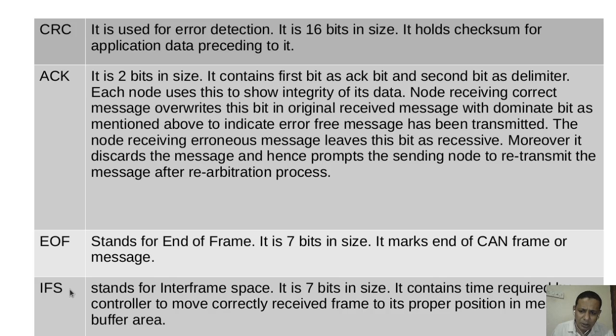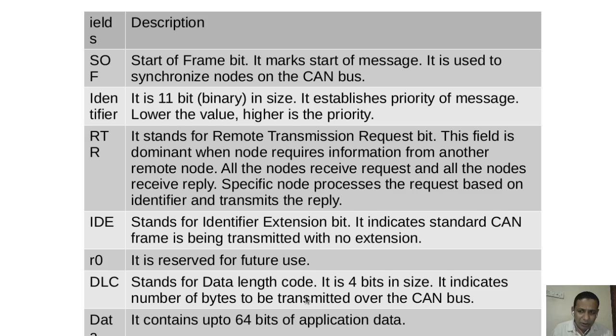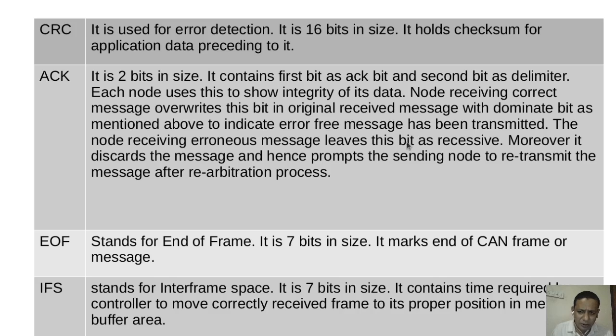Between two frames, we are using an interframe space that is 7 bits in size. All these things are about the standard frame format. That is, all these bits correspond to the standard frame format. In addition to the standard frame format, the extended frame format will consist of some other bits also, that we can see in the next slide.